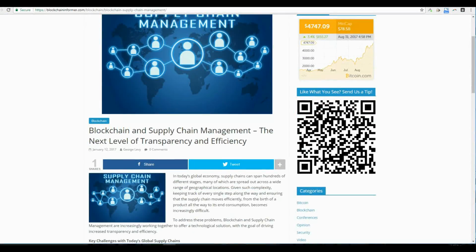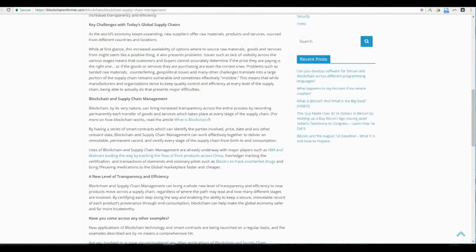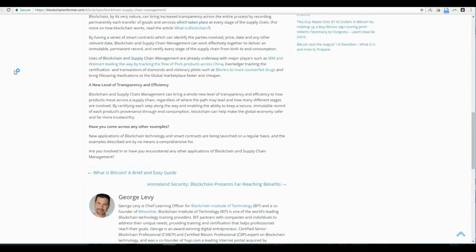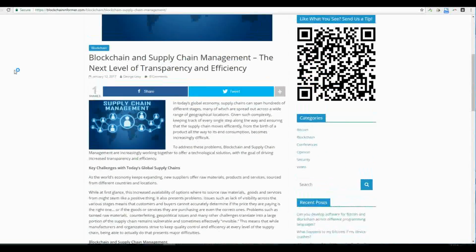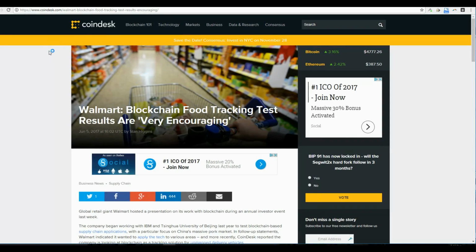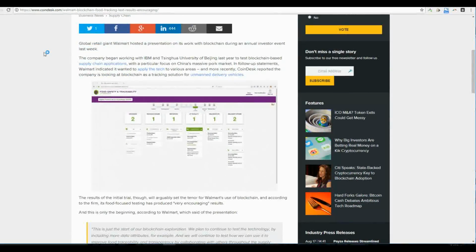Following that, we're going into another story that was done on Blockchain Informer, where we're talking about supply chain management. And one of the angles that we took is the fact that Walmart has led the way by tracking the flow of pork products across China. That is, all of their pork products are going to be tracked on a blockchain to assure their safety.